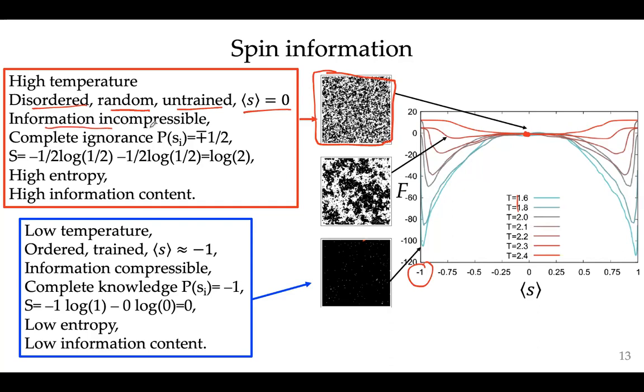Here the information is incompressible. The information is completely random. We cannot really compress it. There is complete ignorance here. If you think about the probabilities of each spin, they can be either up or down. So each probability is 1/2. Well, the probabilities are always positive. So up or down, they're 1/2. So there's complete ignorance. They can be anything, up or down.